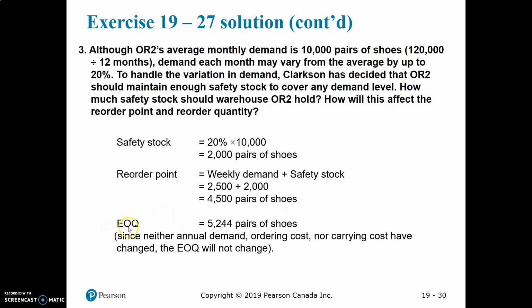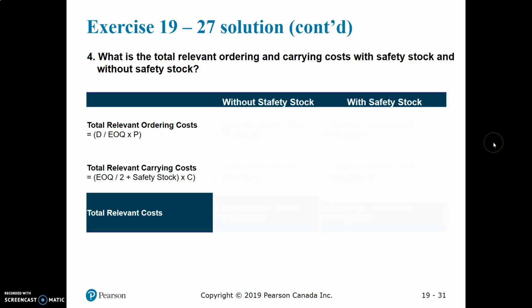Now for the economic order quantity, it still remains at 5,244 pairs of shoes as we had calculated in question number 1. This is because our annual demand, our ordering cost, and our carrying cost are all the same as we had for question number 1. Let's look at the last and the final question for this exercise.